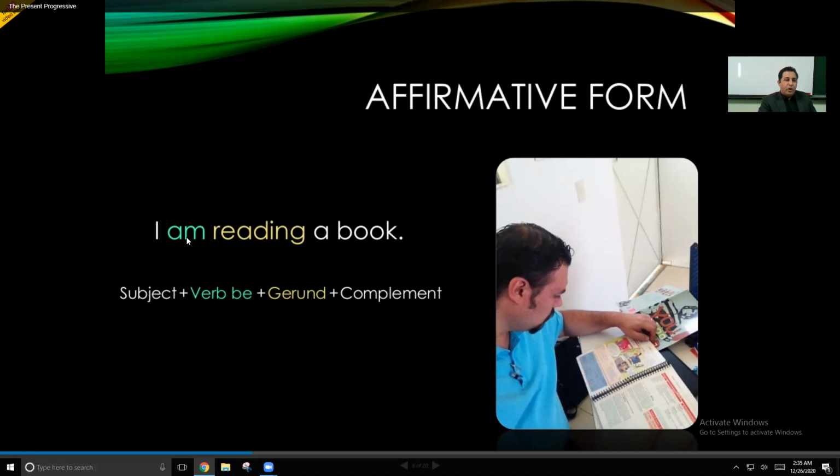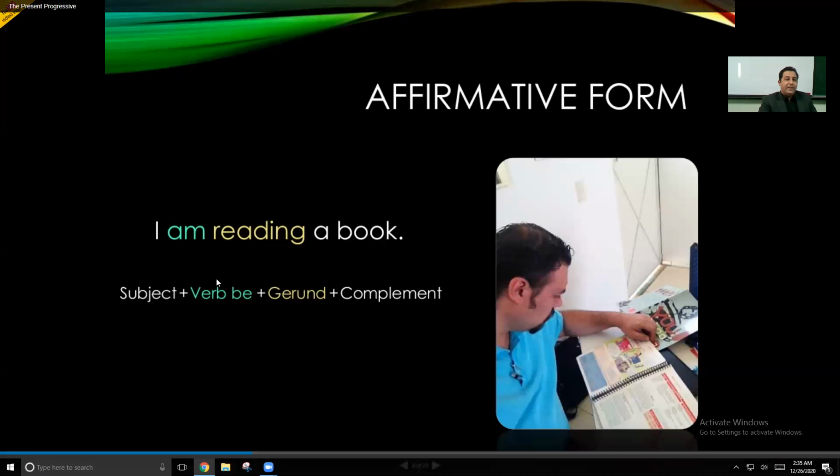So in present progressive tense, we have a to be verb as well. So you have your subject, and then you have your to be verb. This verb will agree with your subject. So if you've got a first person pronoun as subject, you have am as the to be verb. If you have he, then is. If you have they, then are.